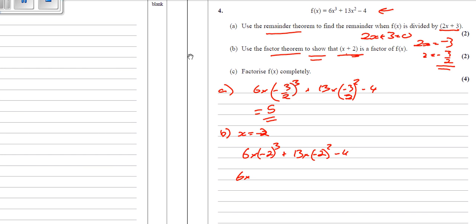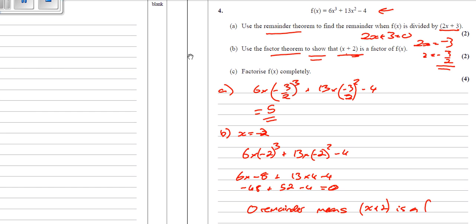So it's going to be 6 times minus 2 cubed is going to be minus 8. Plus 13 lots of minus 2 squared is going to be 13 times 4, then minus 4. So that's going to be minus 48 plus 52 minus 4, and that equals 0. So 0 remainder means x plus 2 is a factor. That's enough to get you the marks for that one.